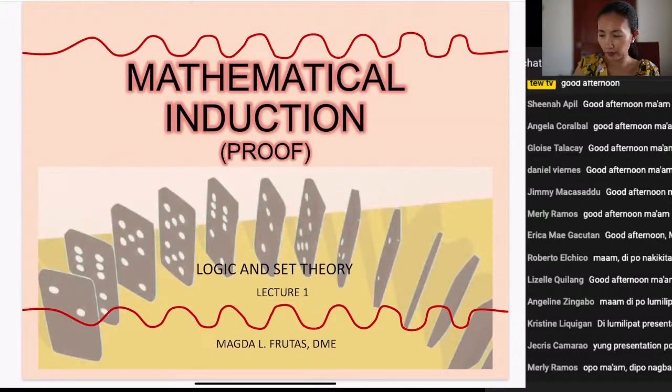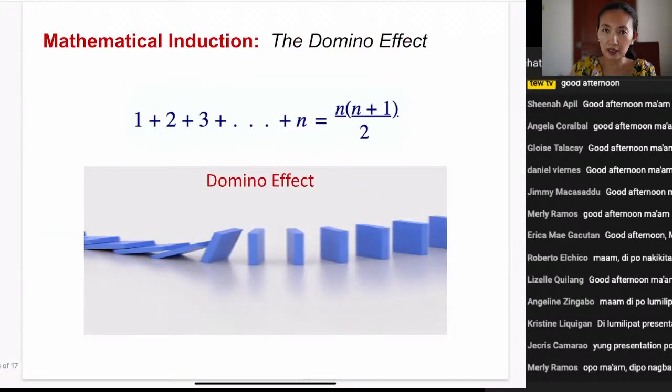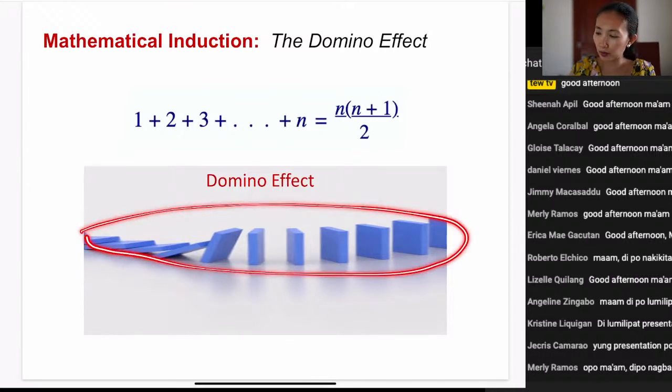So, a description of mathematical induction and the steps. Mathematical induction employs the domino effect. If we wish to let all the dominoes fall, then we simply have to queue them or line them up and then push the first, all the rest will follow.